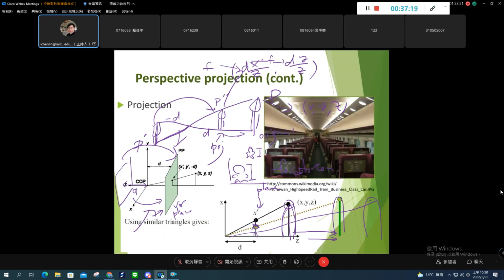So this is a figure from the high-speed railway in Taiwan, and you can see that for the closer seats, they will be larger in the image, and when they are far from the camera, they will be smaller. Then when you extend those lines, they will intersect at a certain vanishing point, either in the image or out of the image. Okay.